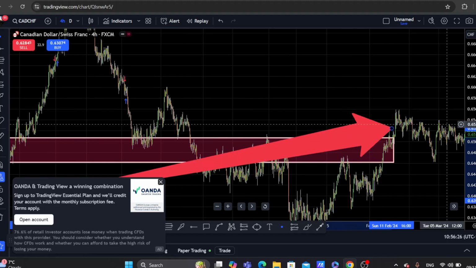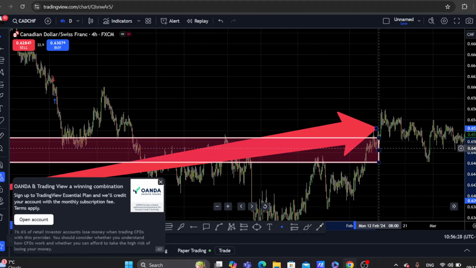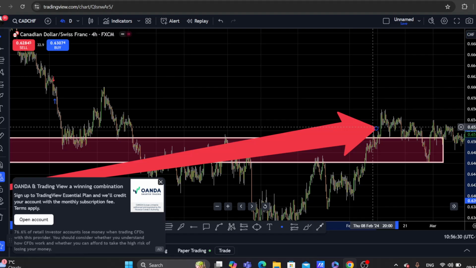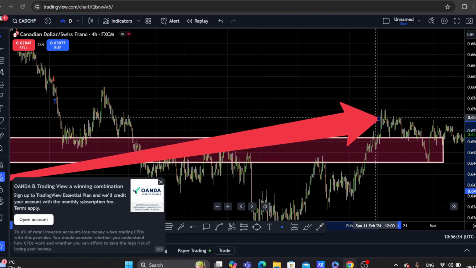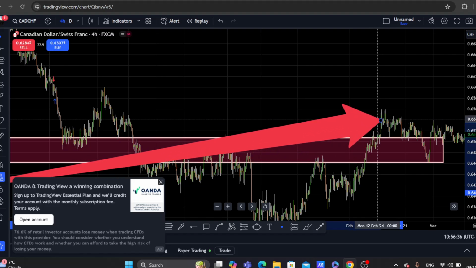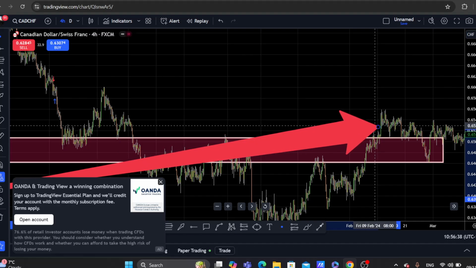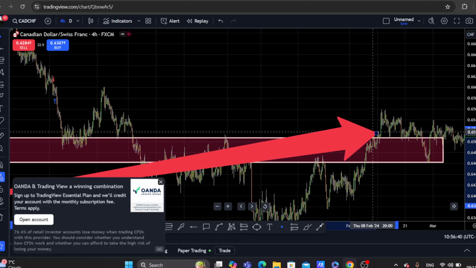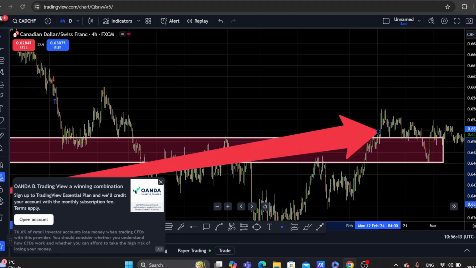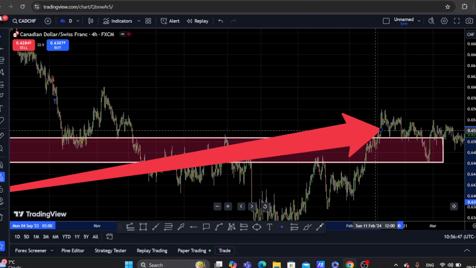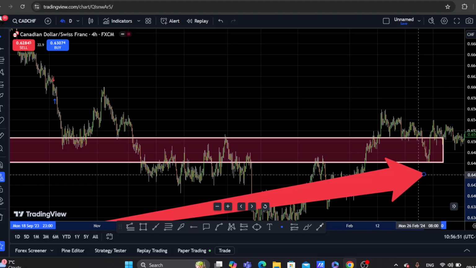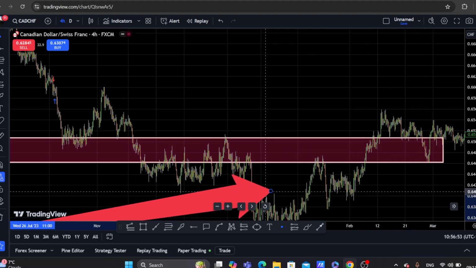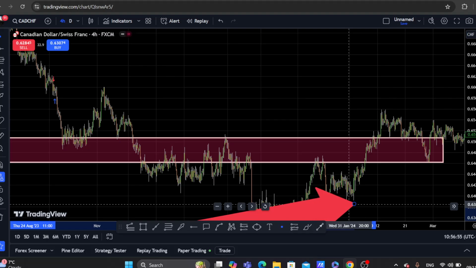Let me zoom that for you. So we broke and closed. People have gone long. Traders will go long after the break and close to the upside. If you've taken long, where would your stop be? The stops are going to be below this low, or even below that low.